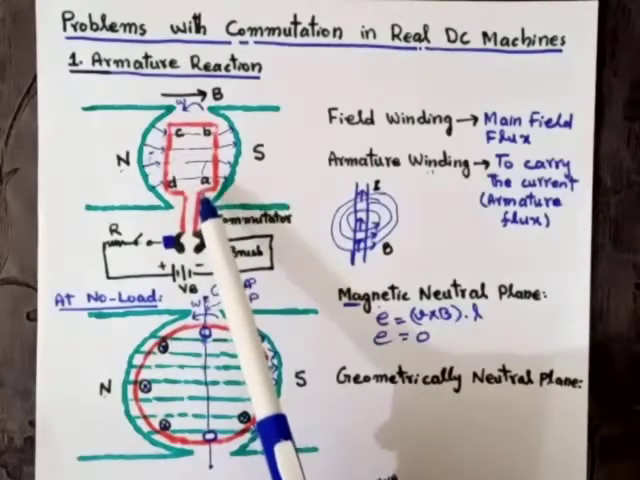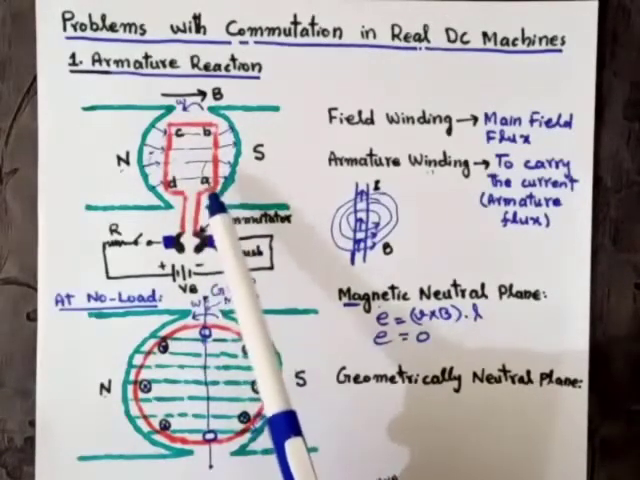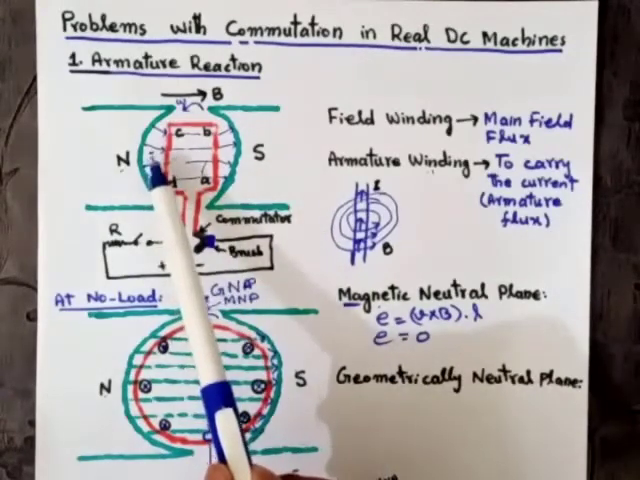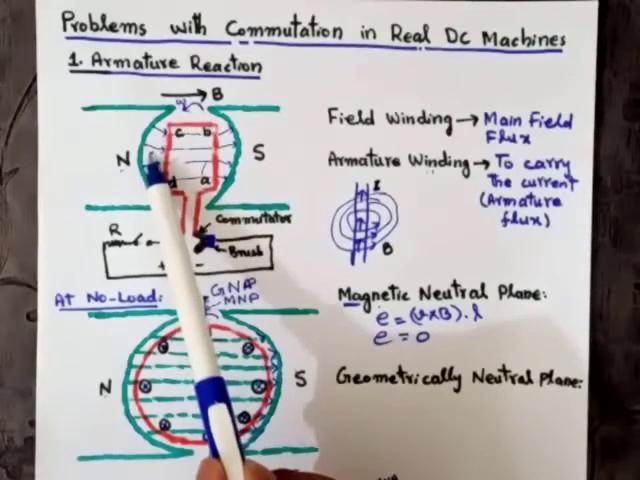These magnetic fields, due to the armature winding or the conductors AB and CD, will disturb the original magnetic fields or the main magnetic field. As you can see in this figure, this is the main magnetic field.